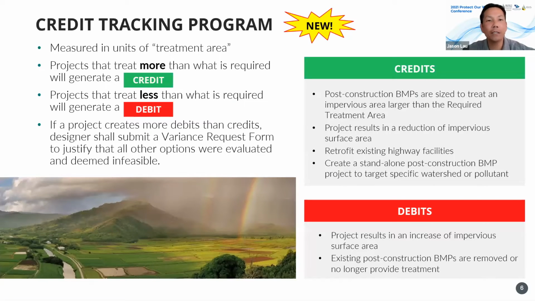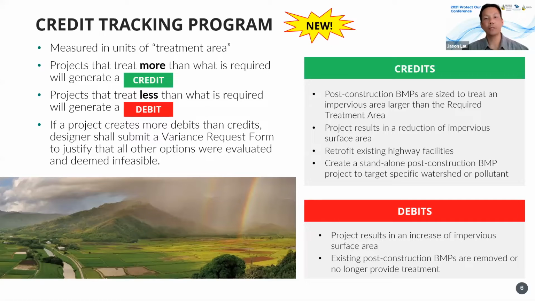Okay, in order to track it, there's going to be a credit tracking program, and it's going to be measured in units of treatment area. So projects that treat more than what is required will generate a credit, and projects that treat less than what is required will generate a debit. Projects that have more debits than credits will need to submit a variance request form.